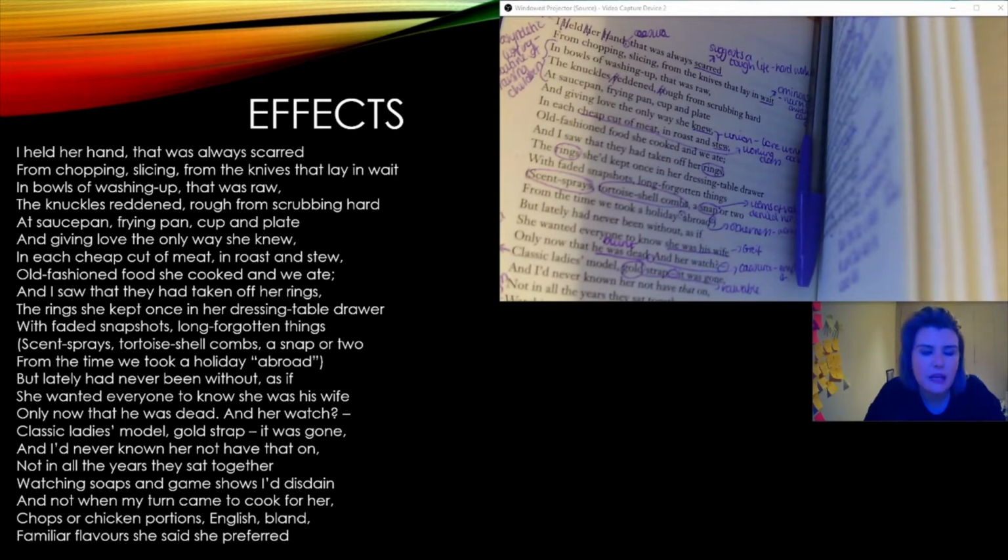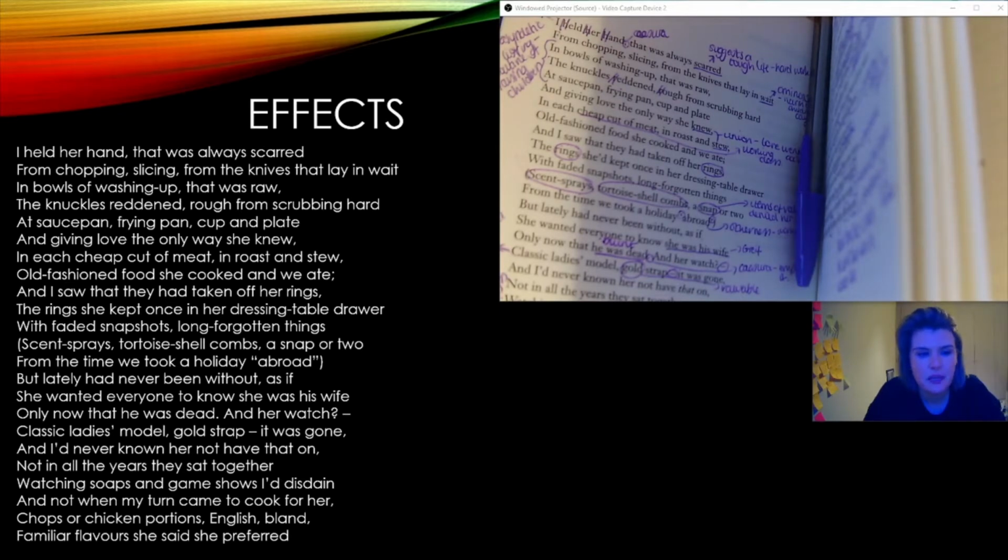And I saw that they had taken off her rings, the rings she kept once in her dressing-table drawer, with faded snapshots, long-forgotten things, scent sprays, tortoise-shell combs, a snap or two from the time we took a holiday abroad. But lately had never been without, as if she wanted everyone to know she was his wife, only now that he was dead. And her watch? Classic ladies' model, gold strap. It was gone. And I'd never known her not to have that on.